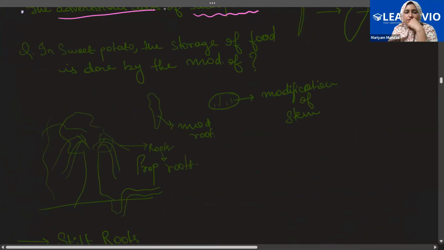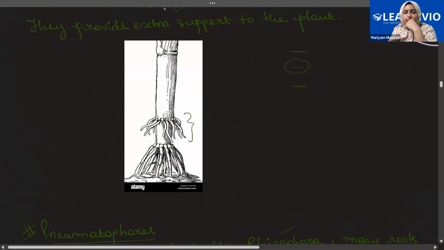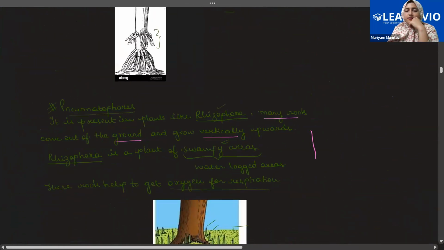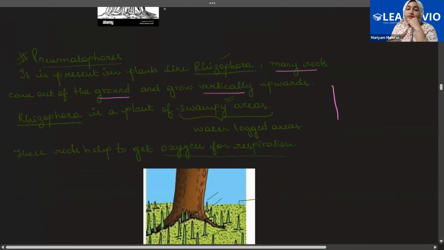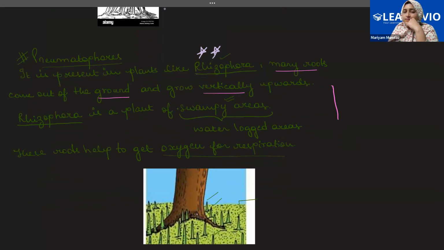Okay, prop roots. All right, now talking about pneumatophores. Now, see, pneumatophores, first of all, this is very important. Many times it is asked in MCQs. It is present in plants like Rhizophora.